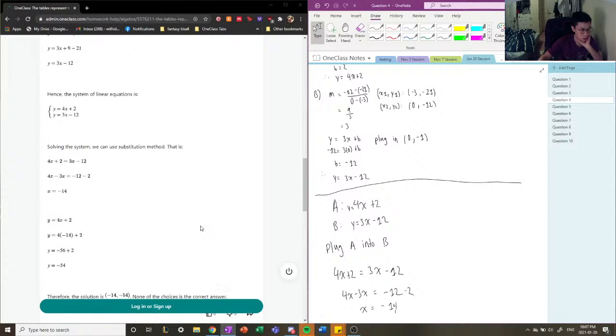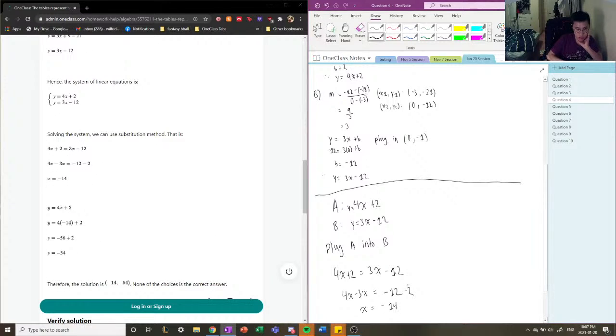Okay, all right, so if x equals negative 14, then we plug x equals negative 14 into, let's say, a, and what we get is y equals 4 times negative 14 plus 2, and that's equal to negative 64 plus 2, which is equal to negative 62. Therefore, the solution to the system is negative 14 and negative 62.